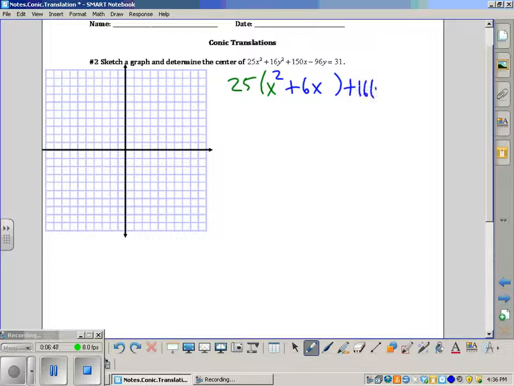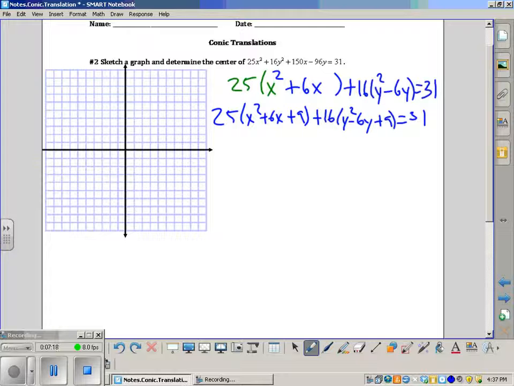So 16 goes into 96 6 times. All right, there's my first step. So I factored out a 25 and I factored out a 16. So let's do that real quick. So 6 divided by 2 is 3. Squared is plus 9. Same thing.